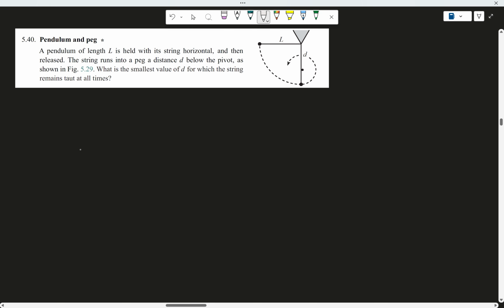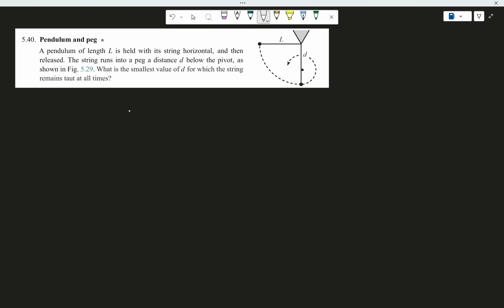Today we will talk about exercise 5.40, pendulum and peg. So this question is about this pivot here, and attached to it is a pendulum of length L. And the question didn't give us a mass, so let's just say the mass of this sphere is just m. And this pendulum swings down, and on the way down there, it hits a peg. And the peg's at a distance d from this pivot.